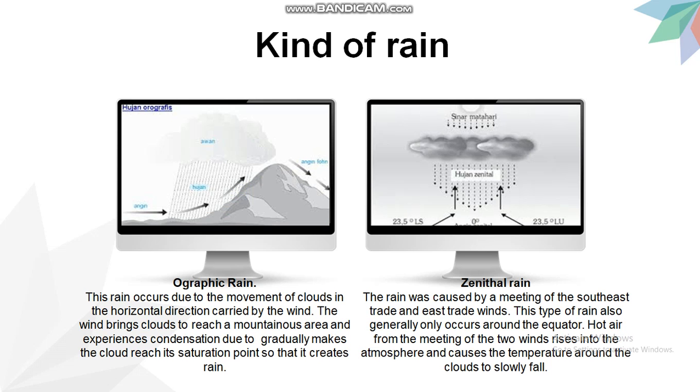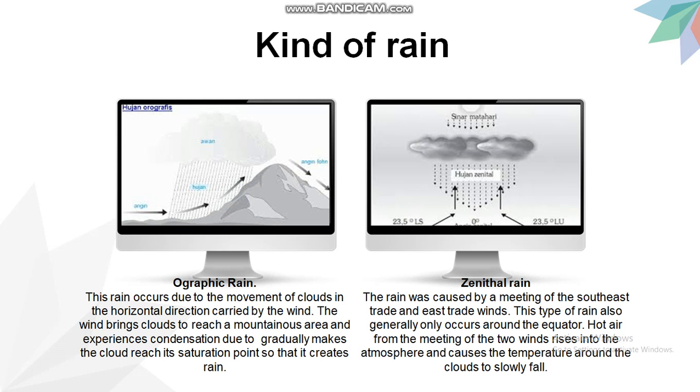The meeting of the two air masses takes place at a place called the front plane. 3. Orographic rain. This rain occurs due to the movement of clouds in the horizontal direction carried by the wind. The wind brings clouds to a mountain area and they experience condensation, which gradually makes the cloud reach its saturation point so that it creates rain.